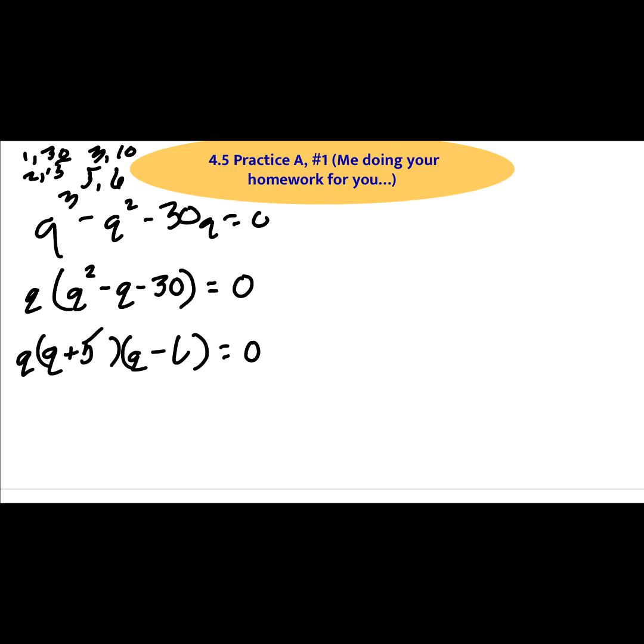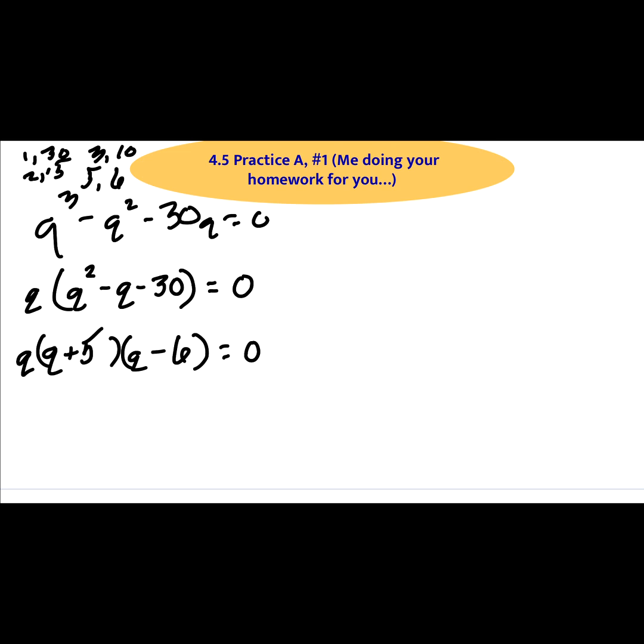5 times negative 6 would give me negative 30. 5 minus 6 would give me negative 1. Now, if we were factoring it and there wasn't an equal sign equal to 0, anything like that, we'd be all set. We'd be good to go. But since it says to solve, there's just one more little step.